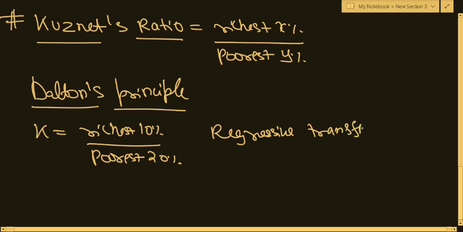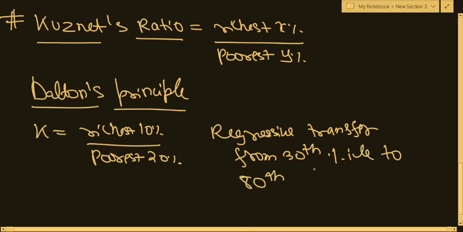Regressive transfer from, let us say, the 30th percentile to the 80th percentile. Now this transfer is not recorded in the Kuznets ratio because we are just calculating the richest 10% to the poorest 20%. So the richest 10% would be above the 90th percentile, and the poorest 20% would be below the 20th percentile. So through regressive transfer, we are giving income from the 30th percentile to the 80th percentile. So no change in K.